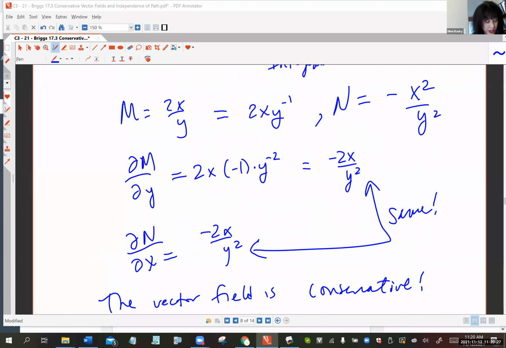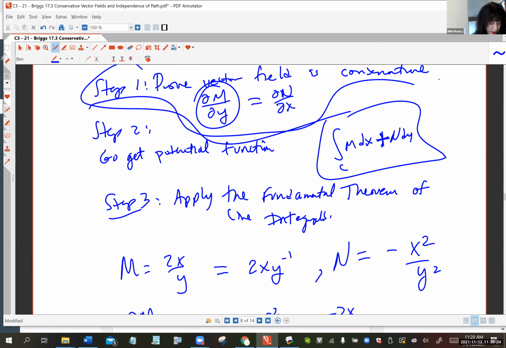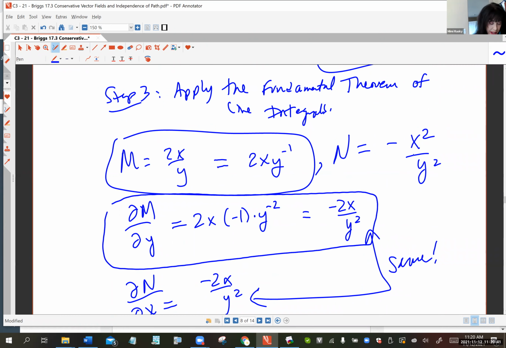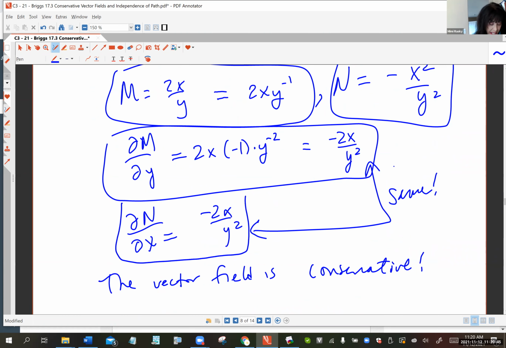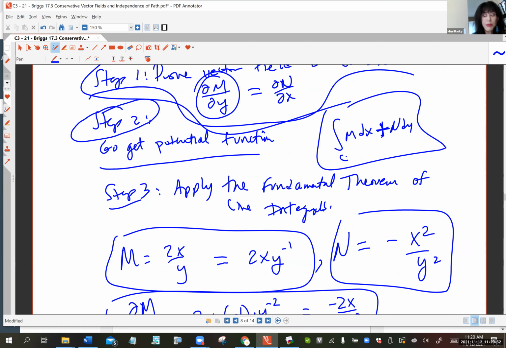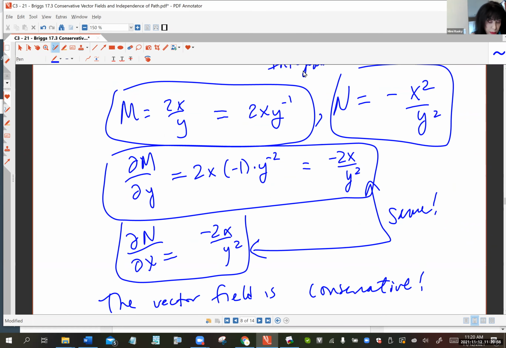Cornelius. Okay, so if we're doing step one, you've got to prove the vector field is conservative here. You rewrite your M. You find dM/dy. You rewrite your N. You find dN/dx. And you see, oh, they're the same. The vector field is conservative. Yay! And now apply step two. Go get the potential function. Go get mama. So remember, to get mama, you have to integrate twice.